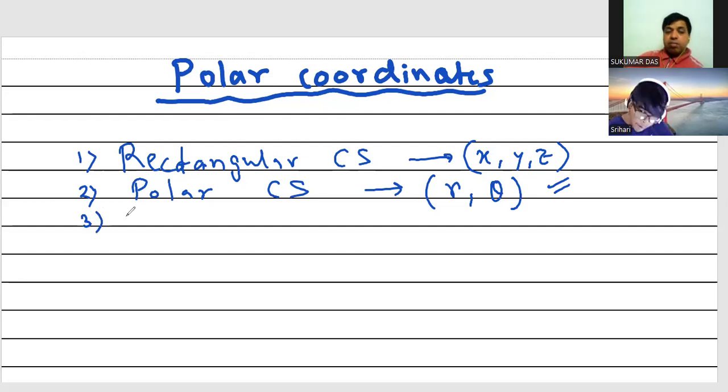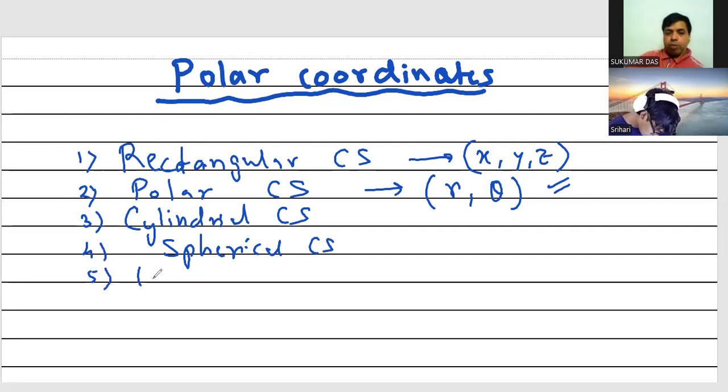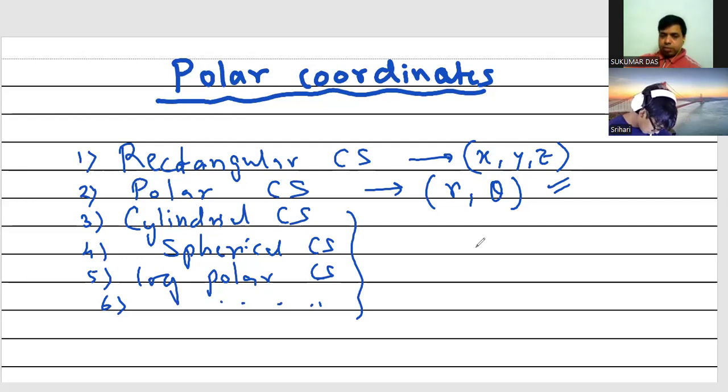Then third, we can use cylindrical coordinates also. So cylindrical coordinate system. Then we have spherical coordinate system. We have log polar coordinate system. All these coordinate systems, and there are many others also, are advanced versions of coordinate systems that we usually study in undergrad or master's programs. Right, now we are focusing only on the rectangular coordinate system and the polar coordinate system.